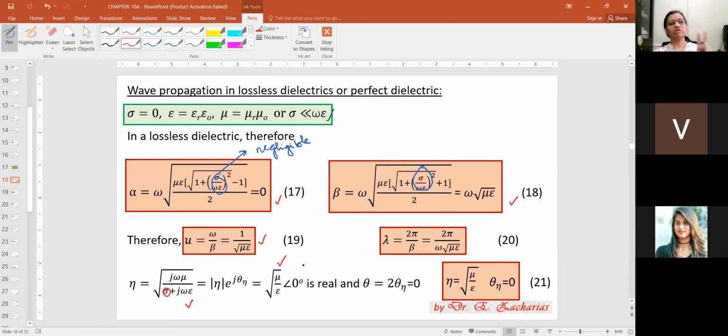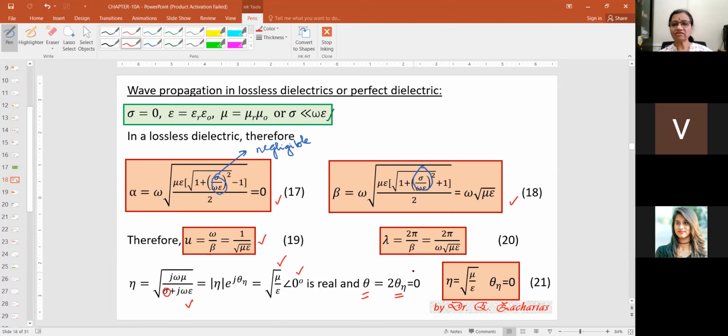Okay, so what are the things we have seen? We have seen that velocity is 1 by under root of mu epsilon, and eta is under root of mu by epsilon. And you're not having any imaginary part, therefore the angle is 0. So this means that theta eta is 0. Okay, and what is the significance of all this? Loss tangent is 0. That's what I told you in the last class. I told you in the last class that loss tangent will be 0 for a real perfect dielectric. So that's what you are seeing.